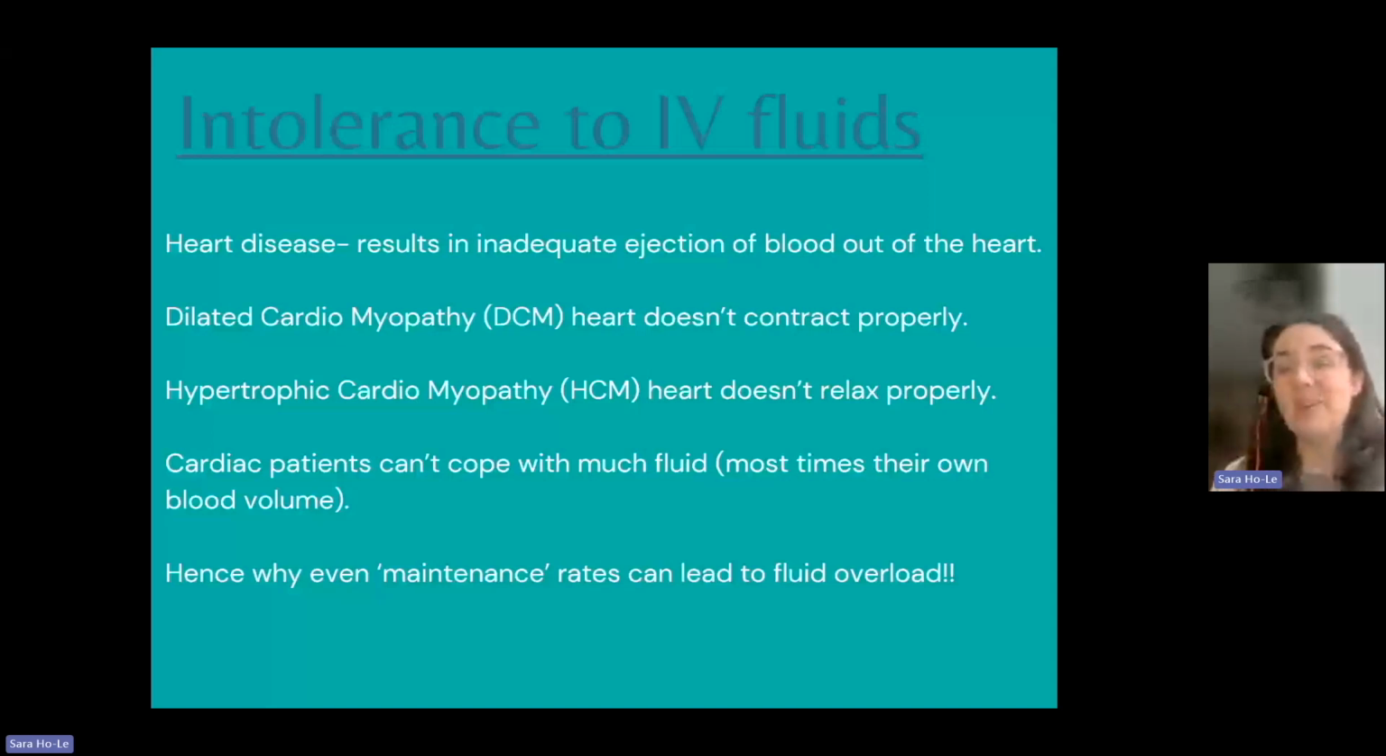And it's really important to remember that maintenance rates should be based on lean body weight. We shouldn't be working out fluid therapy plans for patients based on excessive body weight. We need to be going off lean body weight, because again, that can result in too much fluid being administered.